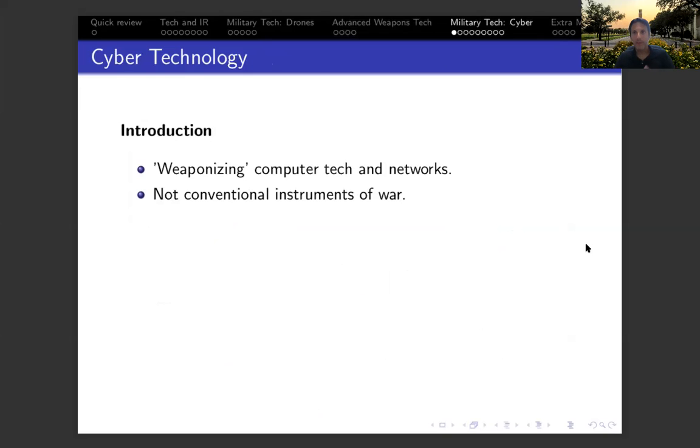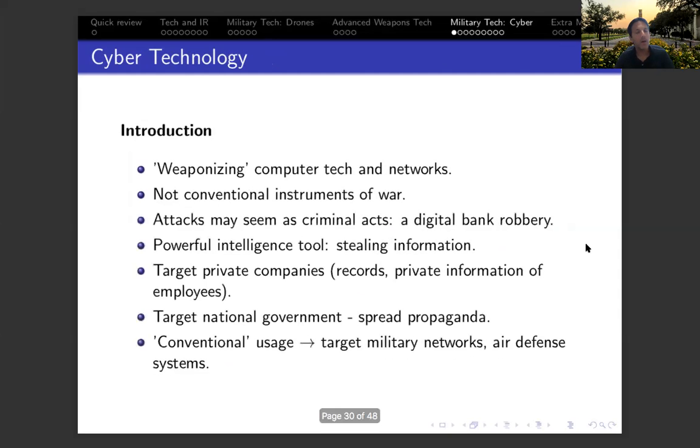One of the most distinct features of cyber weapons is that it's not what we can call as the conventional instruments of war or conventional instruments of conflict. For example, some cyber attacks actually seem more fitting to what can be viewed as a criminal type of act. So a bank robbery based on hacking into the main system instead of actually engaging in physical robbery.